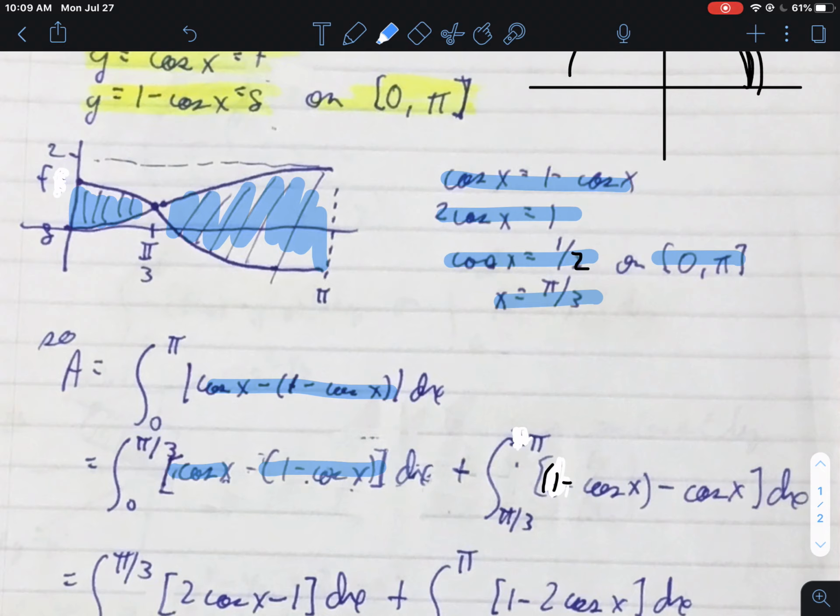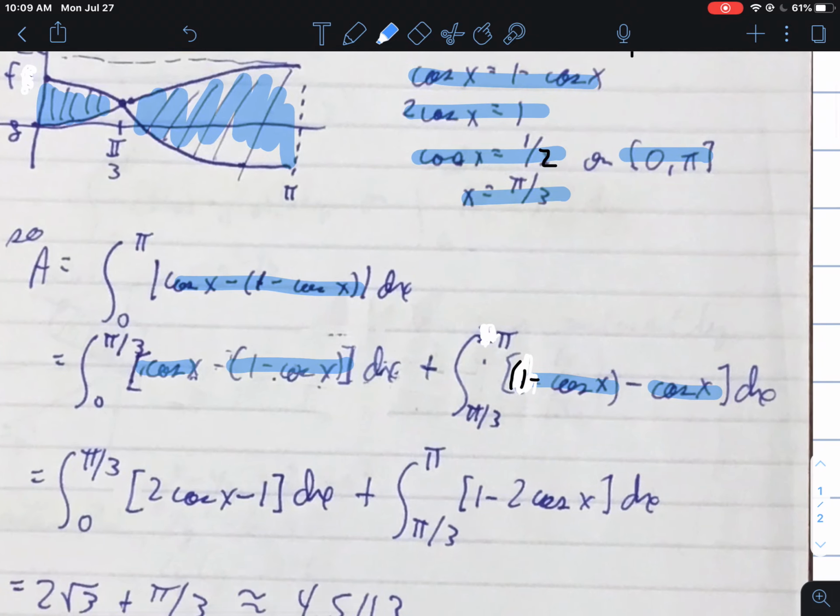Plus, we've got the integral from pi over 3 to pi of now g minus f, because g is the upper function and f is the lower function. You don't have a choice here. You're going to have to split it up, because you're going to have to reverse those functions to indicate which one is the upper and which one is the lower. That way you always get a positive value. Okay? And then you have to evaluate each of those integrals individually.